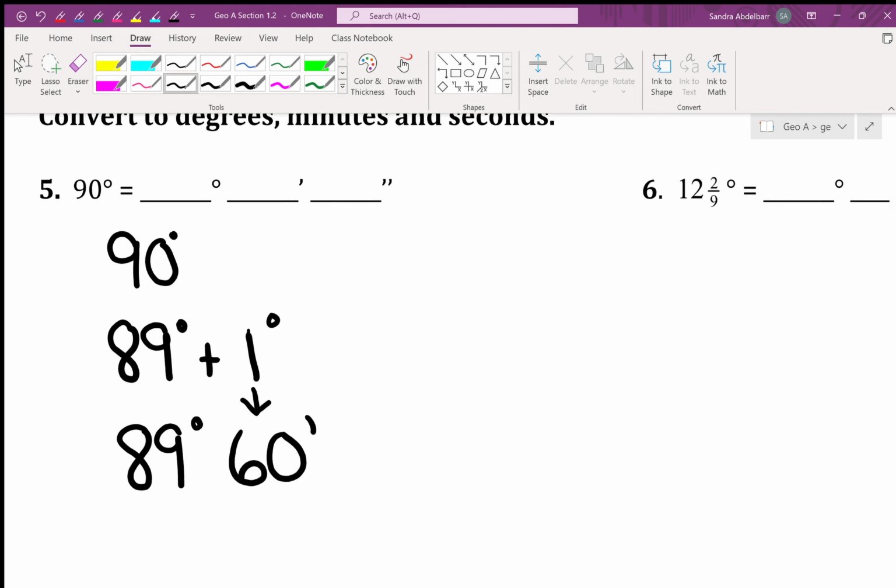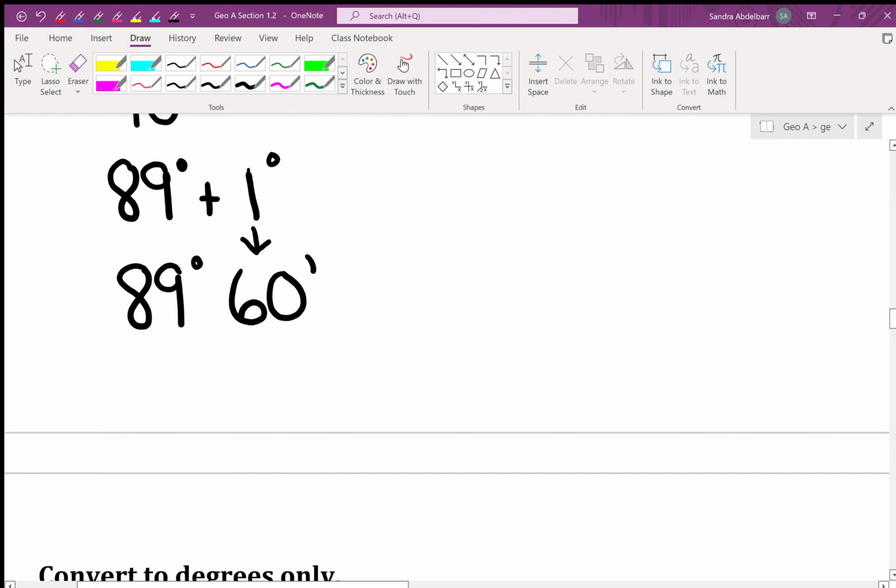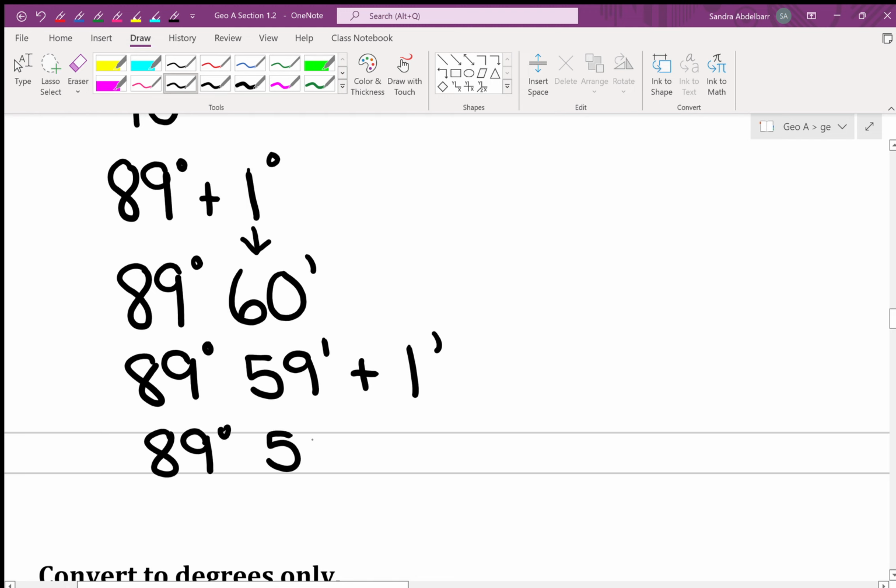I'm not going back to my degrees. I'm not taking away a degree. I've already done that. I'm now going to go to my minutes. And instead of 60 minutes, guess what I'm going to do? 89 degrees, 59 minutes plus 1 minute. And that 1 minute is worth how many seconds? 60 seconds. So this is 89 degrees, 59 minutes, 60 seconds.